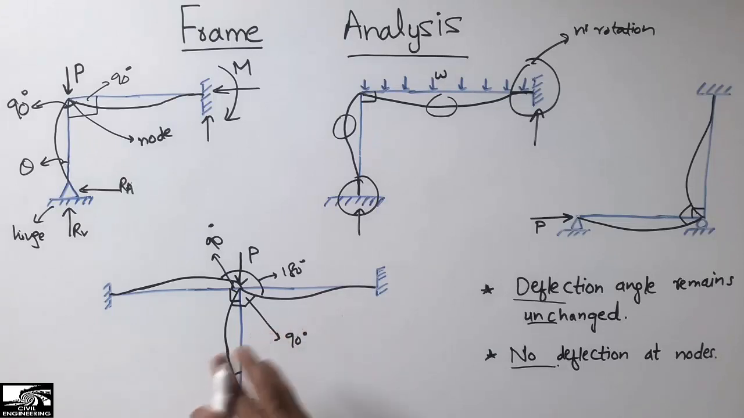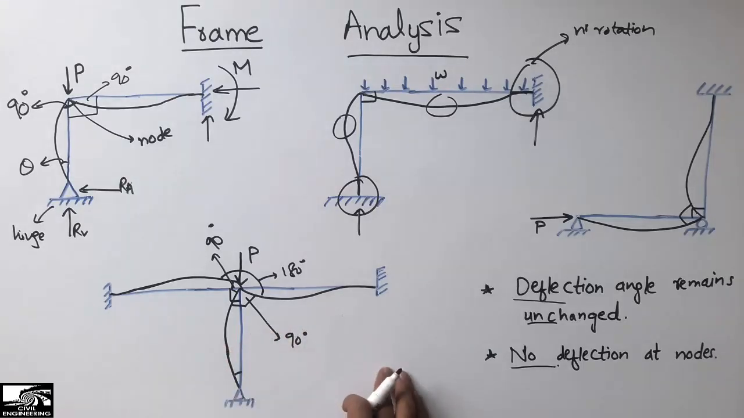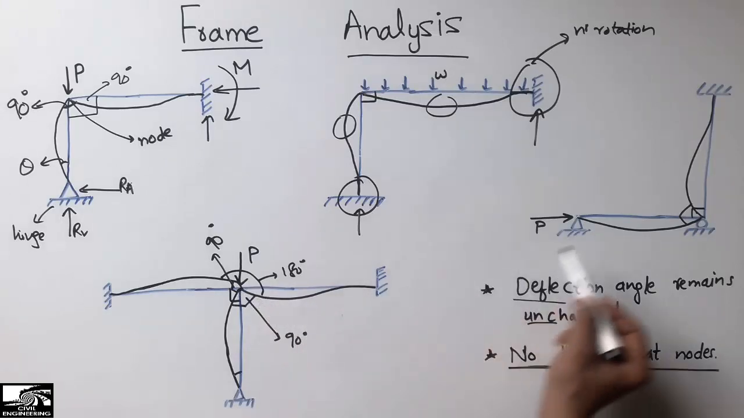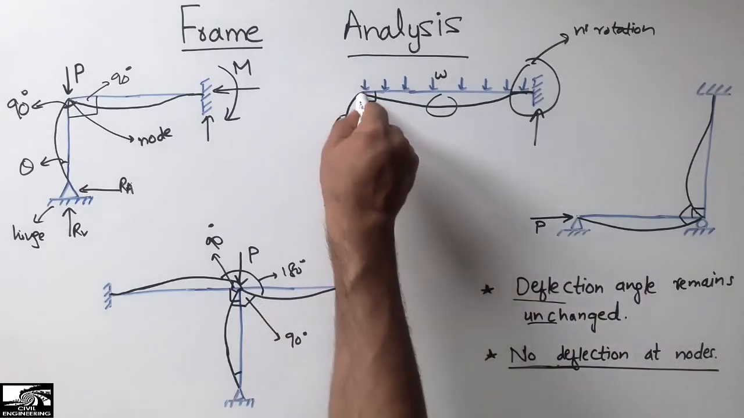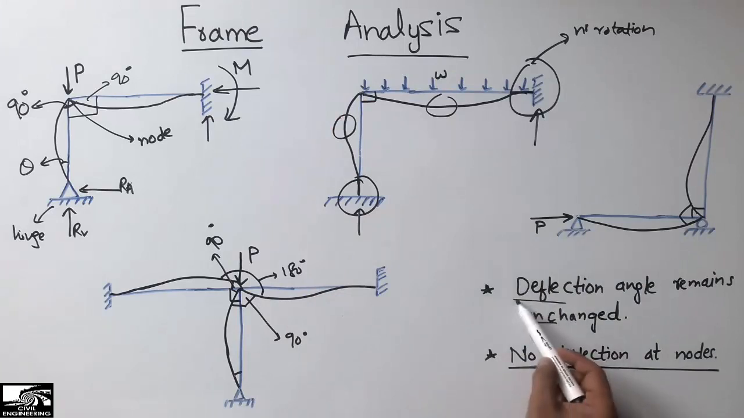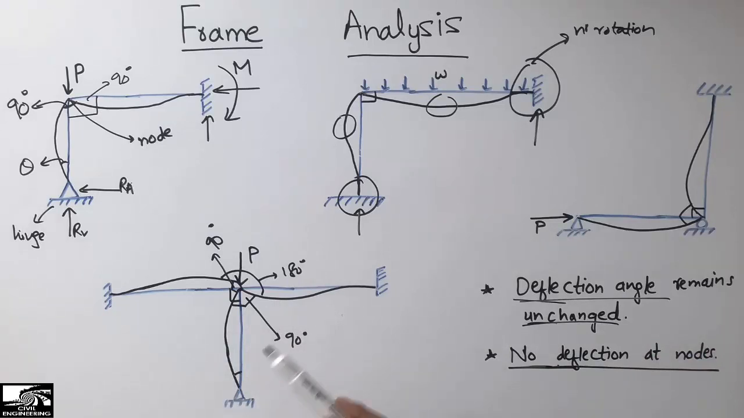You can draw the deflected shape of any type of frame according to your support condition and your loads, but you must remember these 2 points. The deflection at the node should be 0, like there will be no deflection at the nodes where your two members are connected. And the other one is the deflection angle must remain unchanged, where your deflection angle should always be constant in your frame analysis.